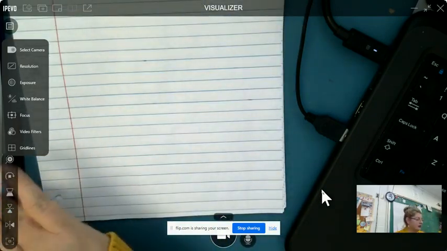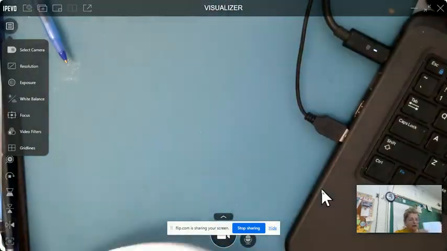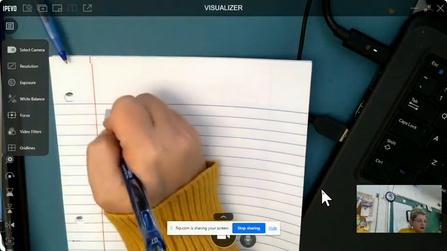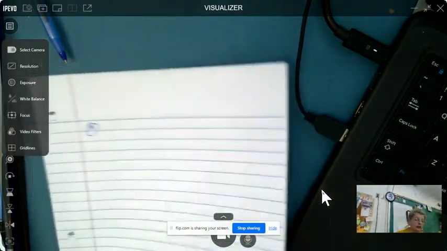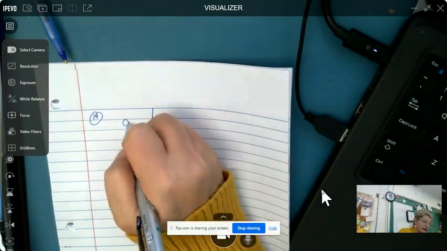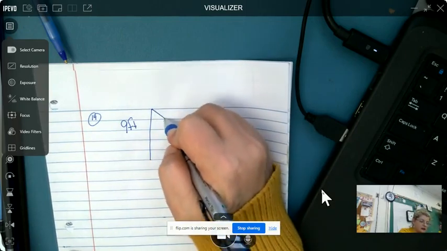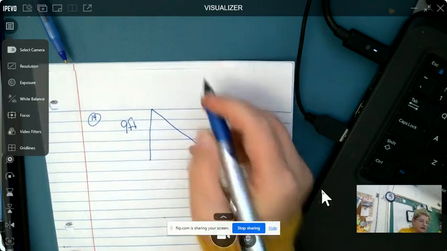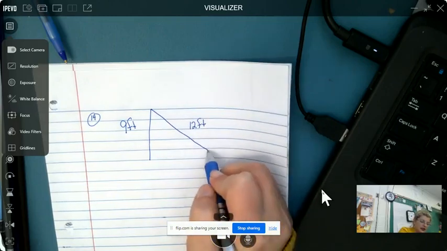Next one we have is number 14. Number 14 is one that you have to get a visual for. We're talking about a child slide. So on our child slide, we are off the ground 9 feet. Our slide itself is 12 feet. Then a slide doesn't just go all the way to the ground, it just drops off.